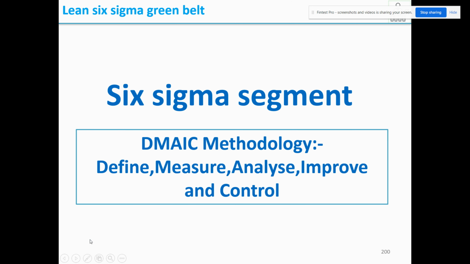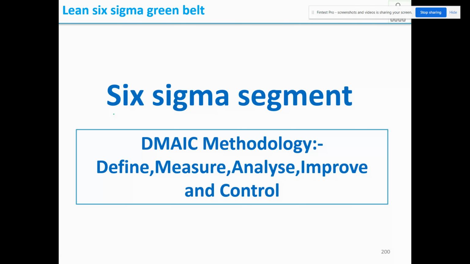So now we are going to see the Six Sigma segment. Now you understood the lean manufacturing concepts till now: machine utilization factor, OEE, 6S, then cell cycle time analysis. So by using lean manufacturing techniques, we can improve the productivity to the next level. So now we are coming to the Six Sigma segment.